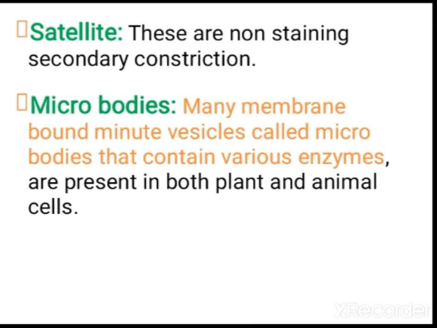And the microbodies, the other finer cellular organelles, are membrane bound minute vesicles. They contain various enzymes and are present both in plant and animal cells. They are also membrane bound organelles, but they are very small, minute vesicles. That's why we call them microbodies. They also contain various enzymes. They can be seen in both plant and animal cells.